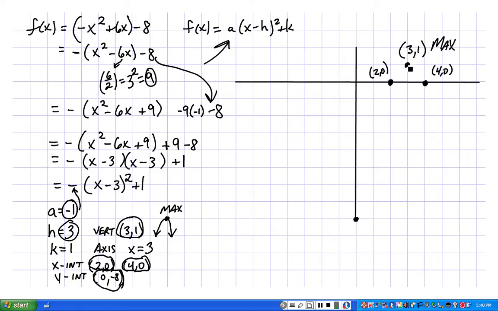So when I draw my U, I know it's going to look something like that. Nice, ugly graph. Here, let me try to clean it up just a little bit more, a little bit better.